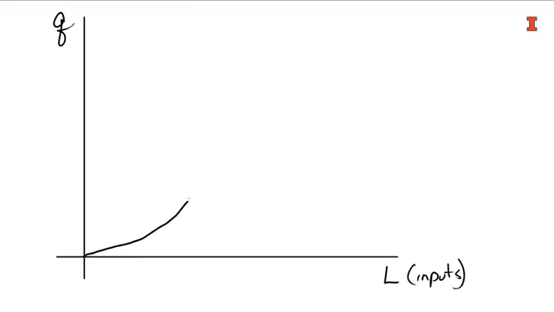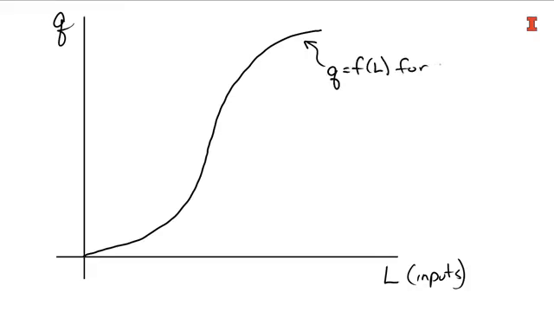The production function looks something like this. Production function is Q, and it's a function of L for some fixed level of capital. Our capital is fixed because we're in the short run, and we'll say capital is equal to some K0. We don't even need to put it in the equation. We'll suppress it because it's a constant now, and we're just worried about varying labor.